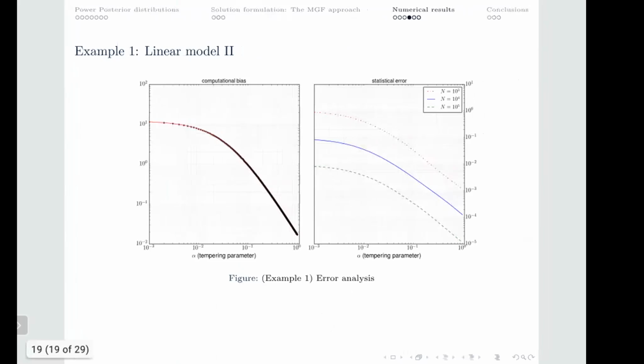And here we just plot the computational bias and the statistical error. What we can see here is that we drastically reduce the statistical error of the expected deviance from the prior here to the posterior here. So we see that we could control it to order 3 in log scale.